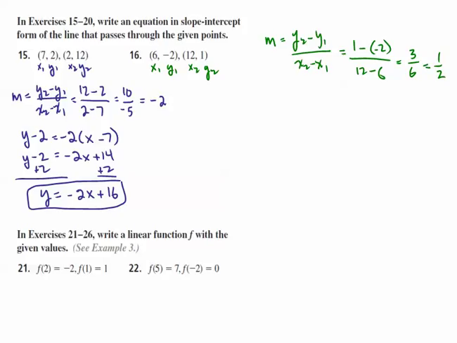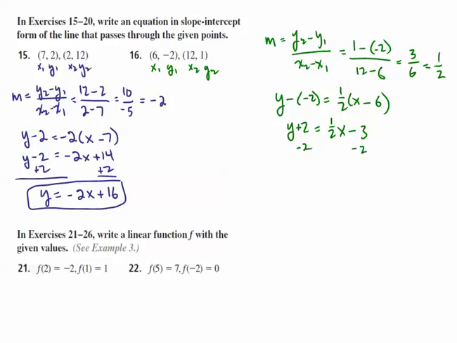We're going to take our x1, y1, it doesn't matter how we do that, y minus negative 2 is equal to 1 half times x minus 6. Y minus negative 2 is y plus 2. Distribute 1 half x minus 1 half times negative 6, or half of 6 is 3, but it will be negative.